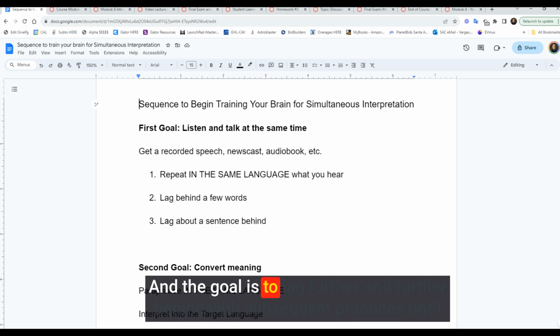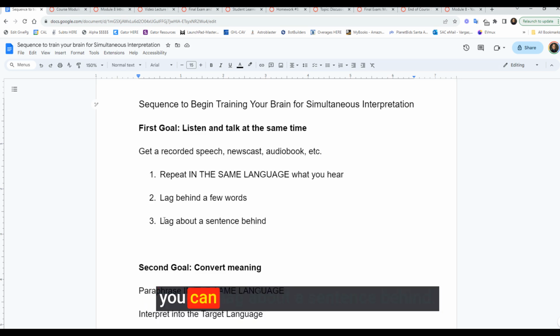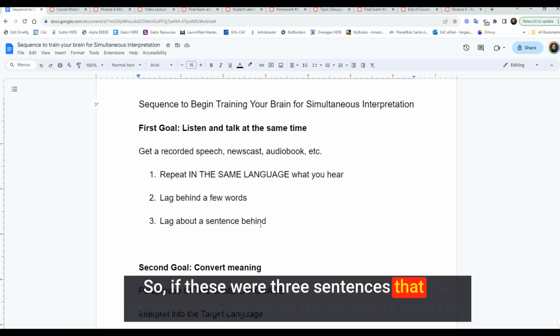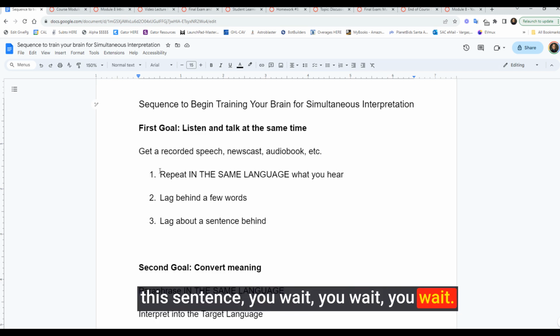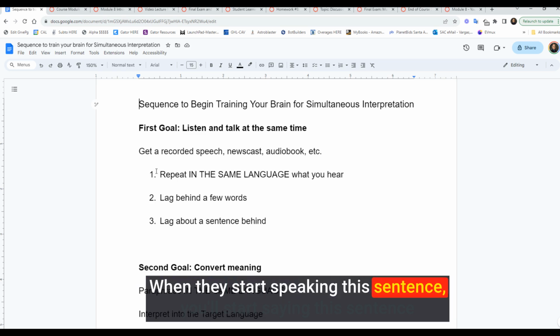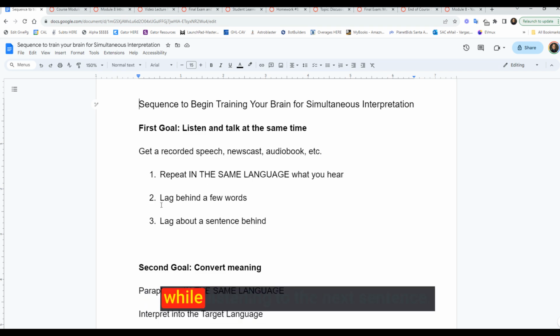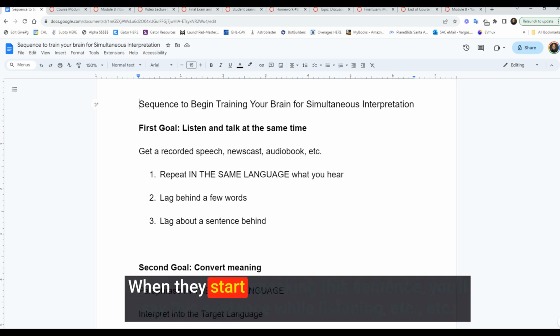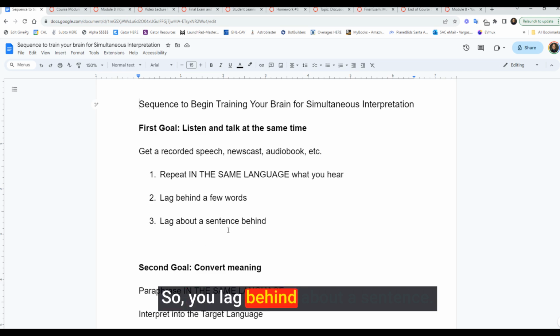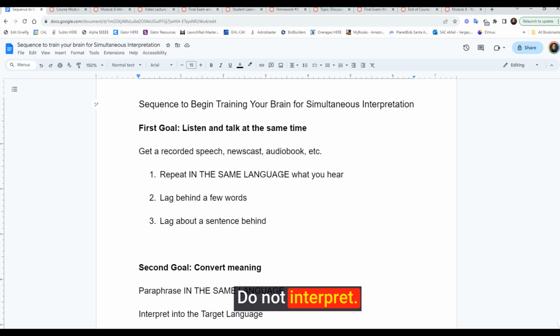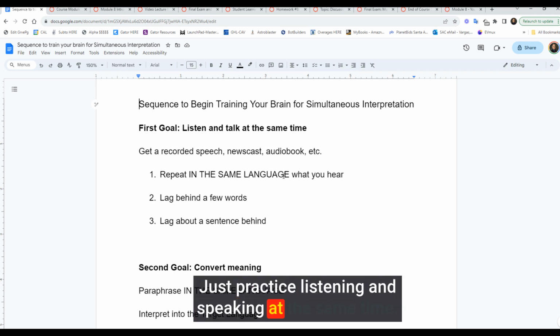And the goal is to lag further and further behind with subsequent practices until you can lag about a sentence behind. So if these were 3 sentences that the person is saying, when the person is speaking this sentence, you wait, you wait, you wait. When they start speaking this sentence, you start saying the sentence while listening to the next sentence. When they start speaking this sentence, you'll say this sentence while listening, etc., etc. So you lag behind about a sentence. This is all in the same language. Do not interpret. Just practice listening and speaking at the same time.